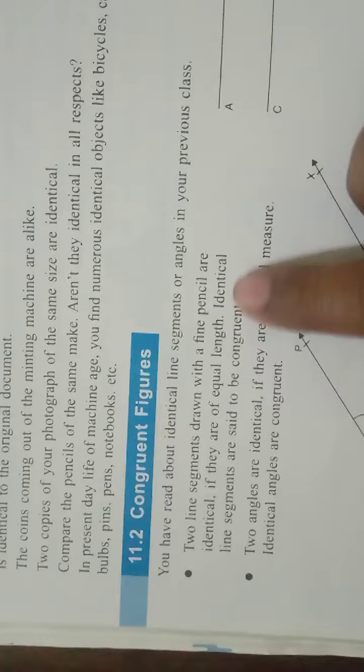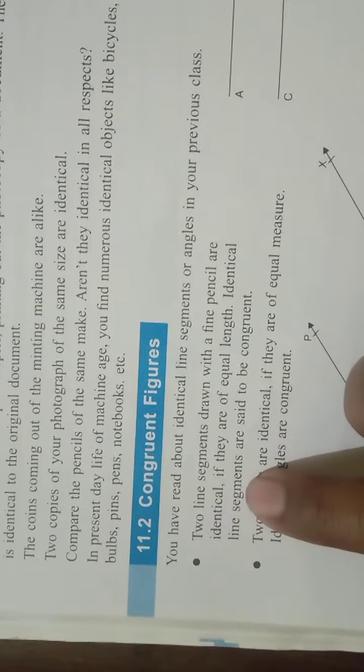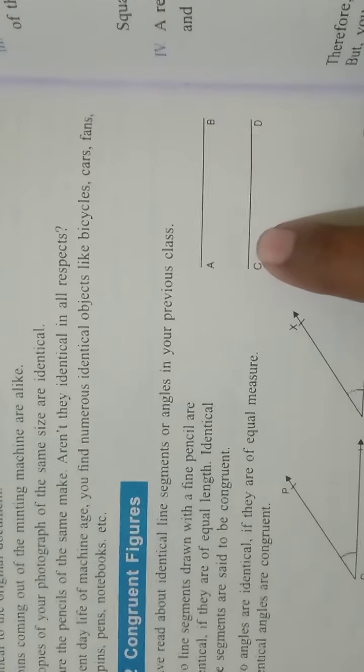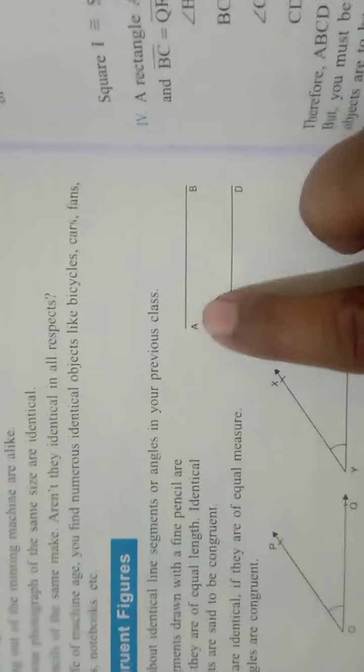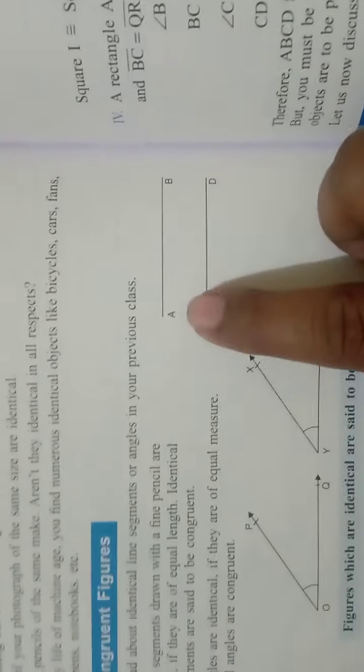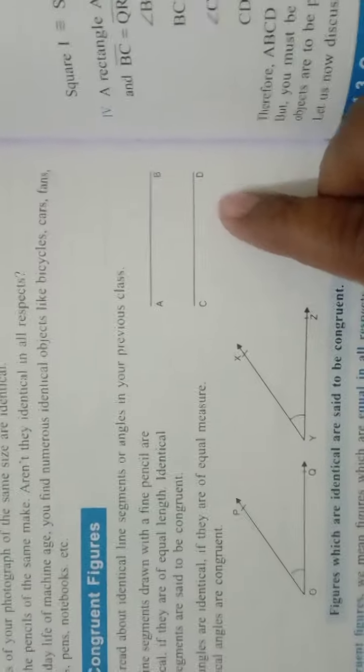Identical means same, if they are of equal length. Suppose that the lengths of AB and CD are equal. Identical line segments are said to be congruent, meaning when the measurements of the given line segments are the same, then these line segments will be called congruent line segments. Suppose the length of AB is 10 centimeters and the length of CD is also 10 centimeters, so we can say that line segment AB is congruent to line segment CD.